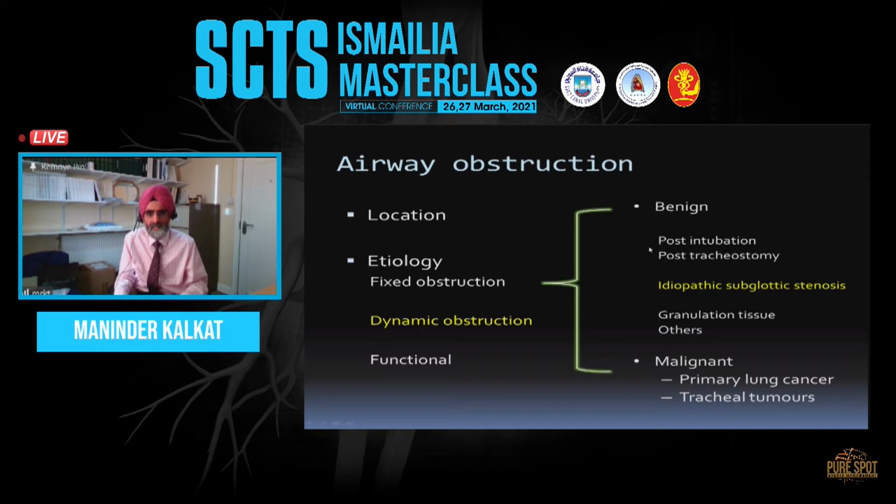And when we talk about benign, the post-intubation and the post-tracheostomy have almost, I would say, disappeared, but you still see them, not too commonly. But this idiopathic subglottic stenosis is becoming more and more common, or probably it is what we are seeing because they get directed to certain places, people who have some experience with it. This is something I will discuss in a little more detail later on. And then you have other rare problems like granulation tissue or a blood clot or some foreign bodies.